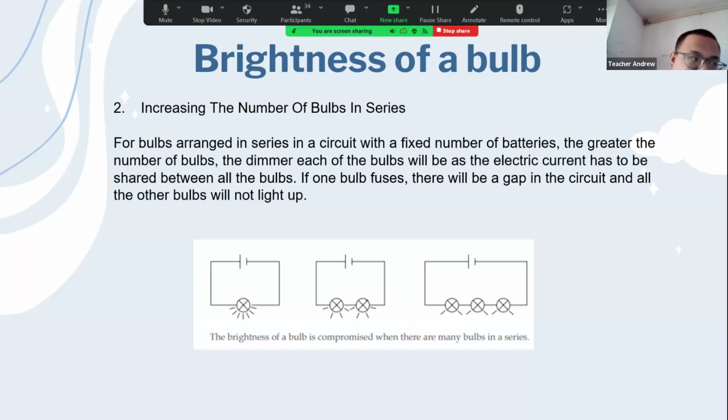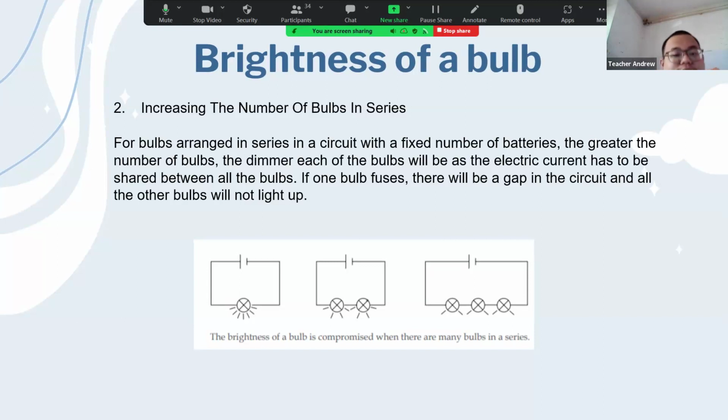Just like the example I showed earlier about a boyfriend and girlfriend, when they sit together, they share one plate of sashimi. So as more light bulbs sit together, they share more current. Each person will get less and less of the sushi. So for bulbs arranged in series in a circuit with a fixed number of batteries, the greater the number of bulbs, the dimmer each bulb will be, as the current has to be shared between all the bulbs. The keyword here is shared between all the bulbs.